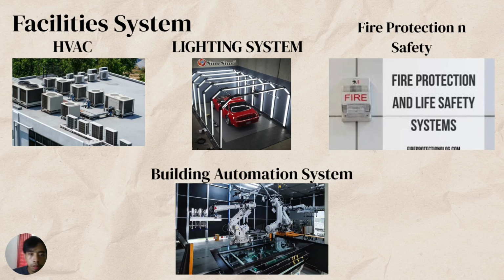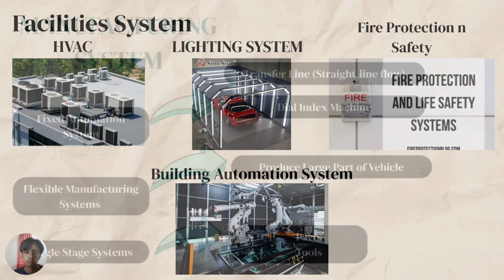Next is fire protection and safety, which is very important, and involves both passive and active measures to prevent, detect, and respond to fires. And life safety systems, which also protect our workers from any danger or accidents during work. Lastly, the building automation system is very important in the facility system because it can improve productivity and also reduce the dependency on manpower. So we can rely on AI and machines to do the automation.